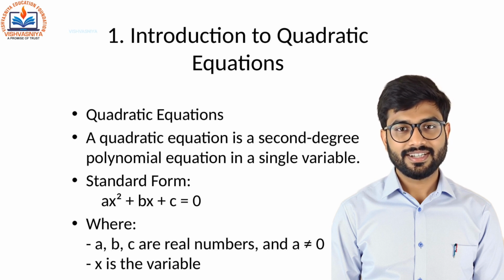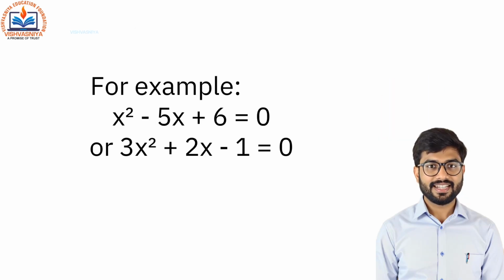x is the variable. For example, x² - 5x + 6 = 0, or 3x² + 2x - 1 = 0.